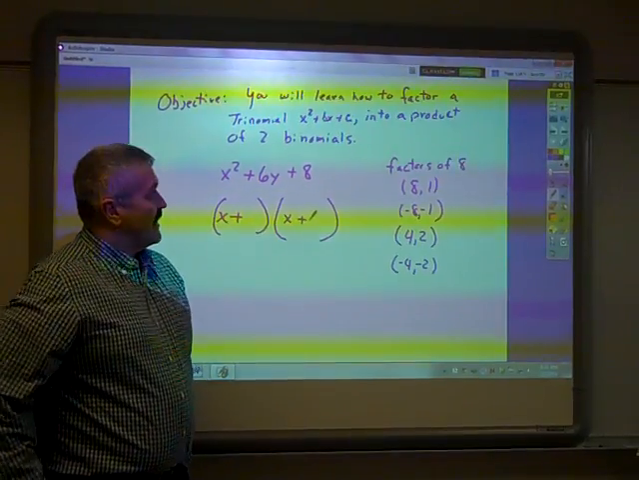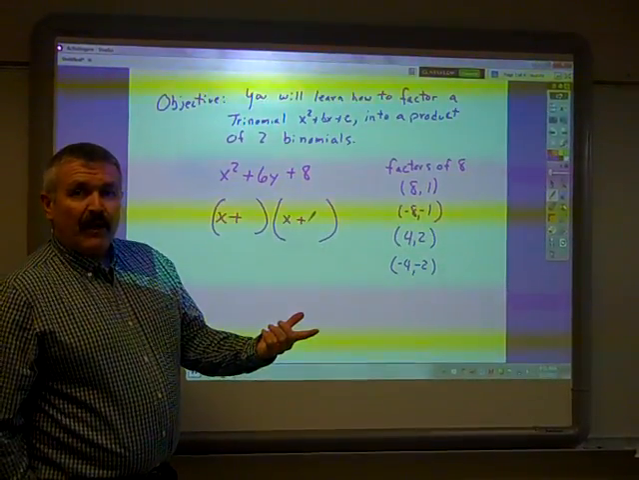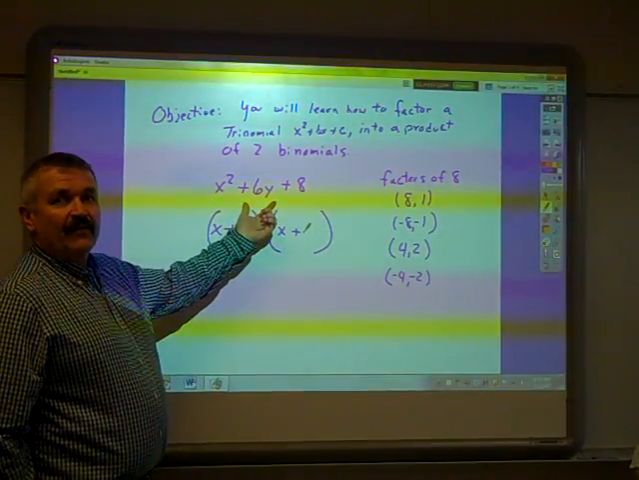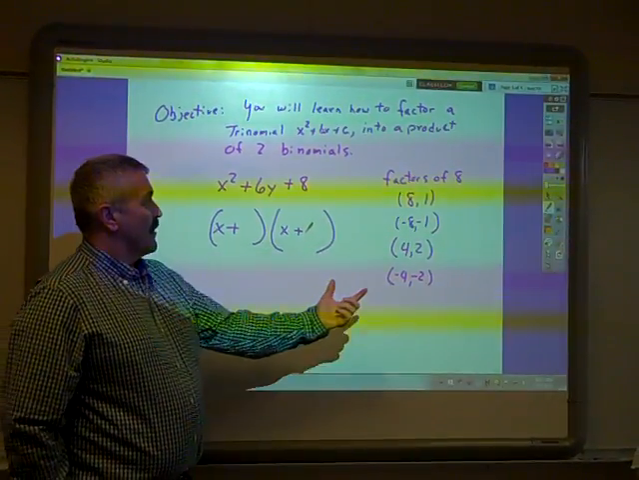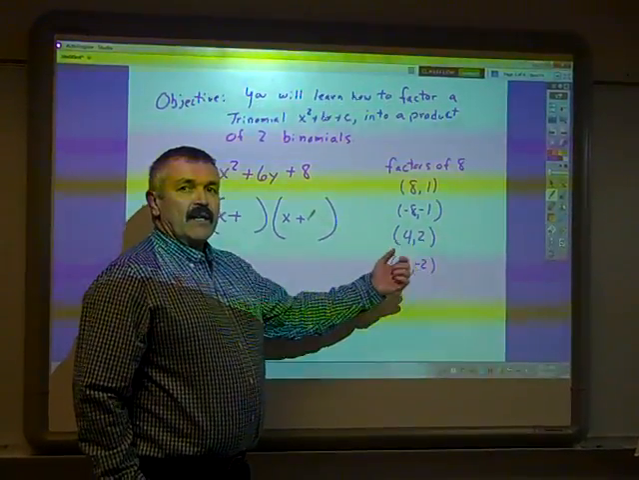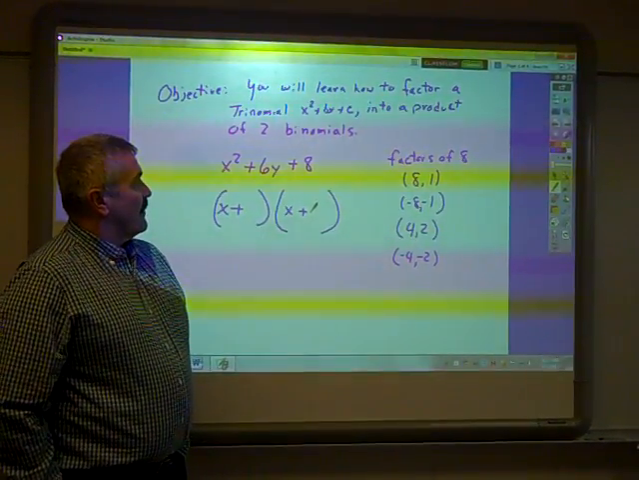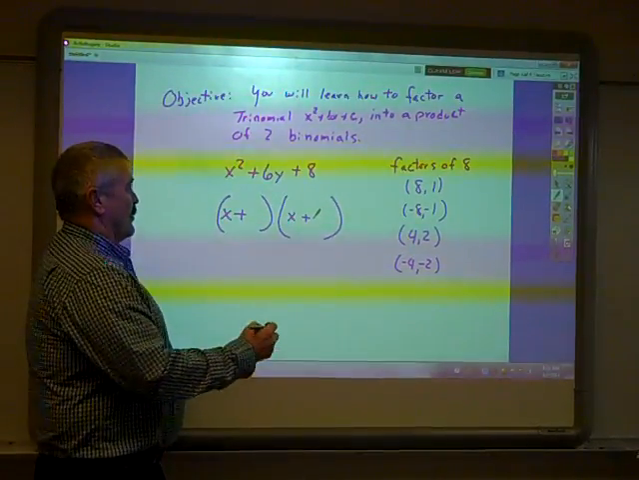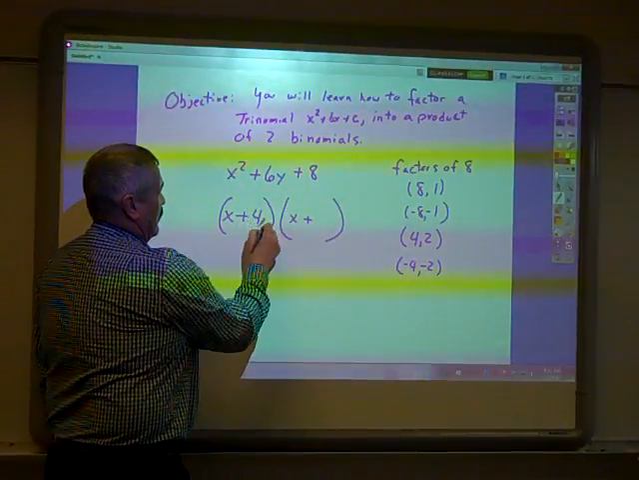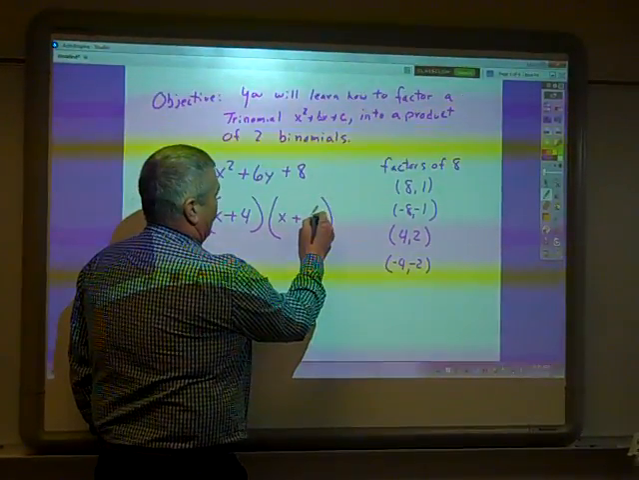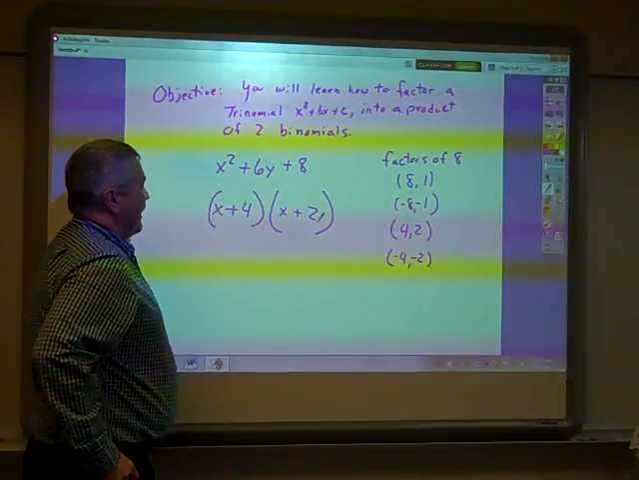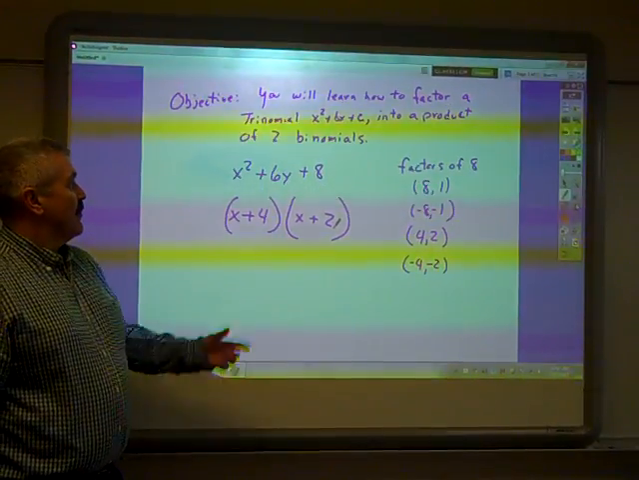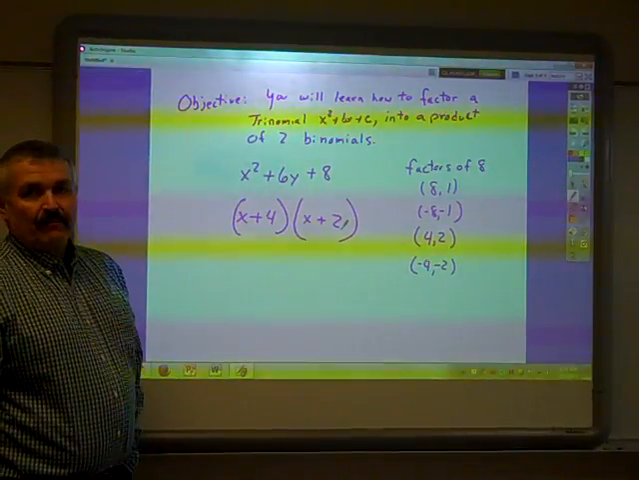If we put in negative 8 and negative 1, we multiply those and get 8, and we add them and get negative 9, so it does not fit our trinomial. But if we put 4 and 2 in, we have 4 times 2 equals 8, and 4 plus 2 equals 6. So that will solve our trinomial. When we multiply x plus 4 times x plus 2, we get x squared plus 6x plus 8.